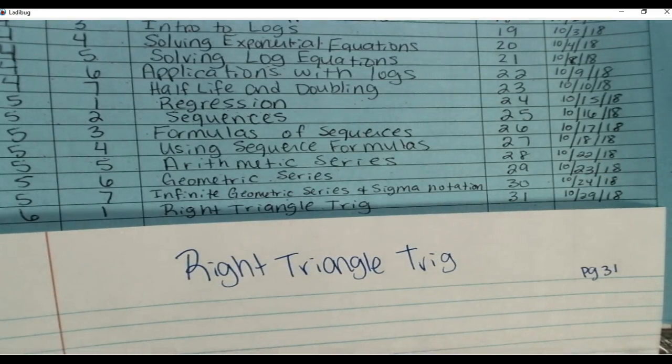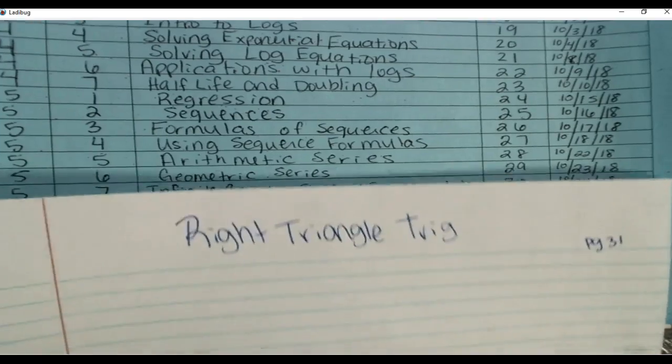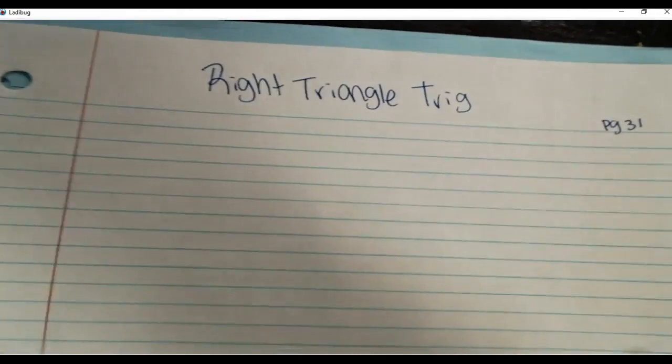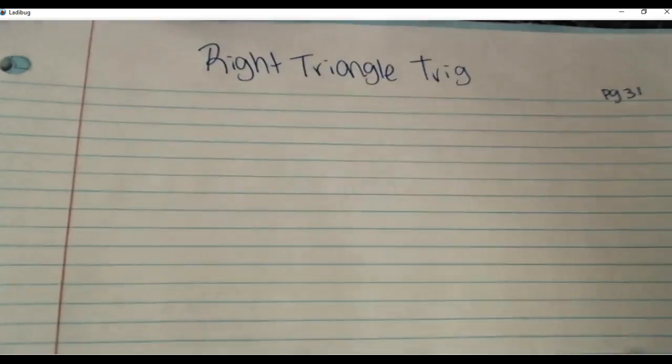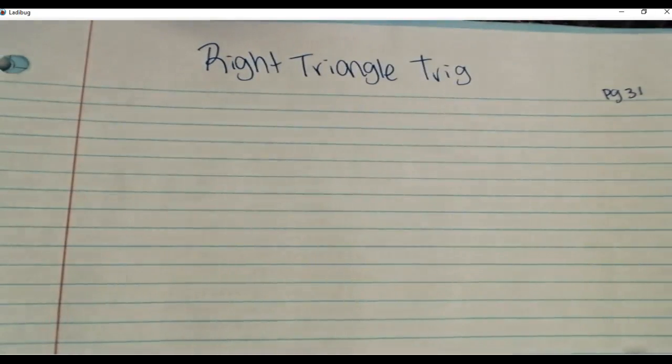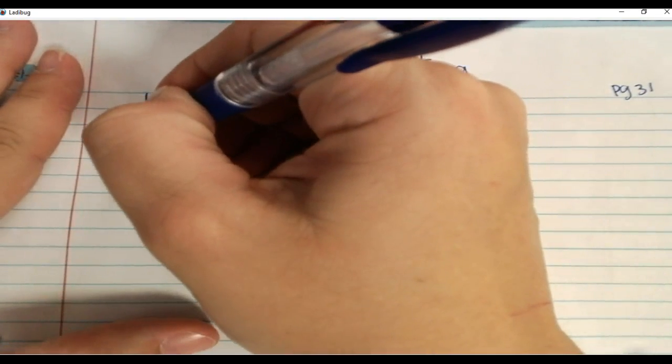So, right triangle trig. I know we've already done some in our weekly homeworks, but this whole unit is all about triangles and using trig with triangles, so I thought we should start here. So let's draw a right triangle.